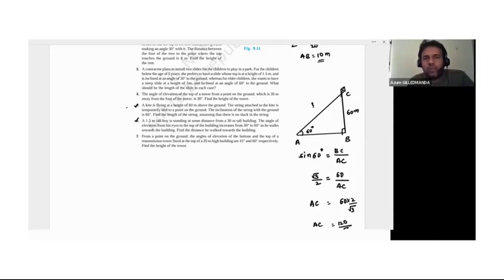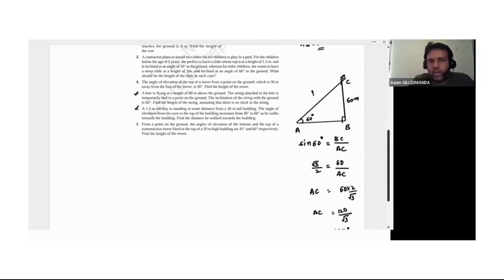Okay, the sixth one. A 1.5 meter tall boy is standing at some distance from a 30-meter tall building. So here, the boy's height is also mentioned. That means we should consider that height as well. Generally, we ignore the height of the object. Here, the height is also given, so we need to consider that height as well. So there are two objects here. One is the boy, the other is a building.